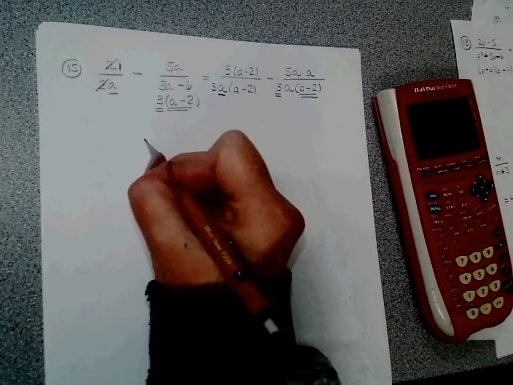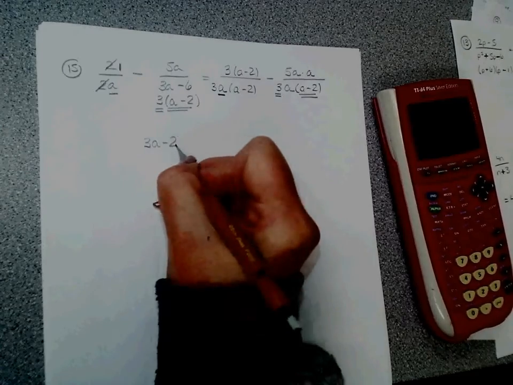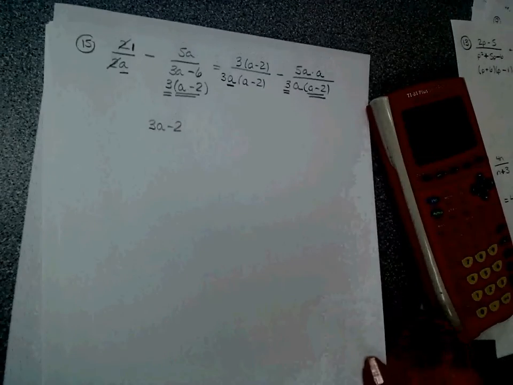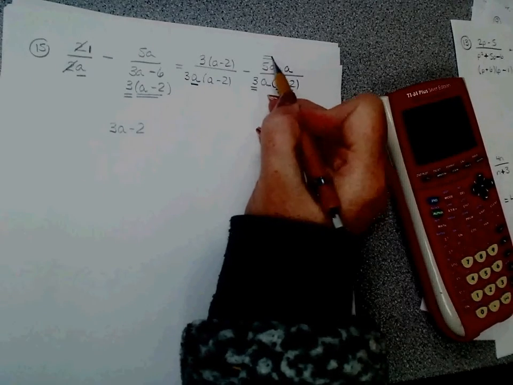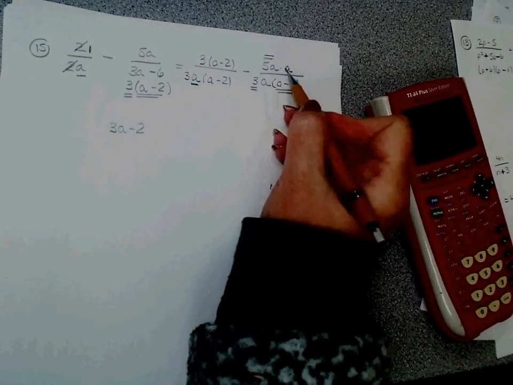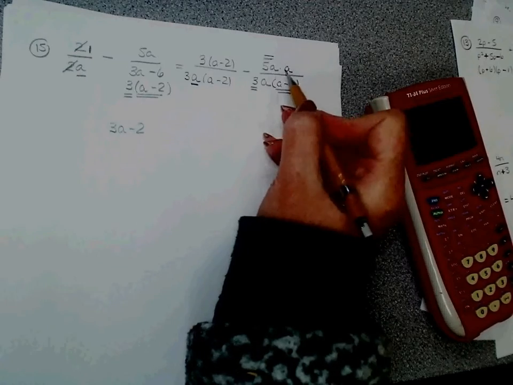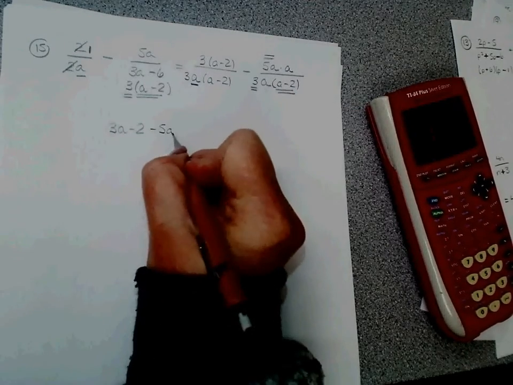Okay, so now what do I have? Let's distribute out. I have 3a minus 2 minus, okay, this was what I already had. I put 2 marks on it. Here was the extra that I put up there. So 5a times a is 5a squared.